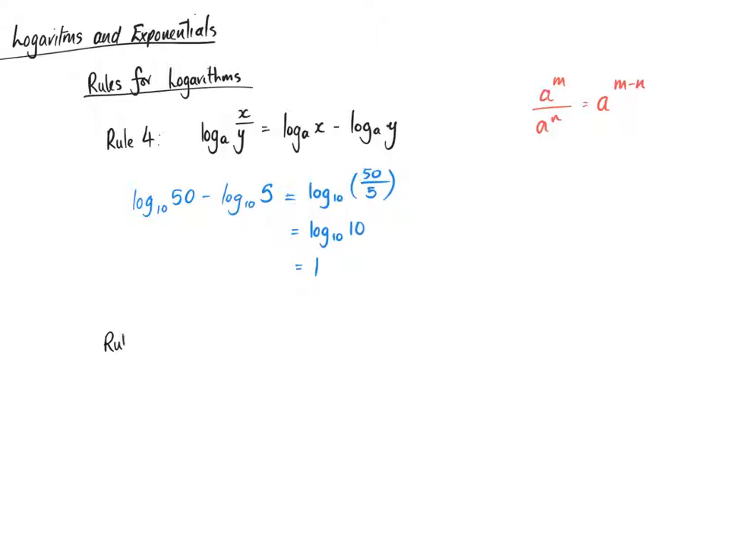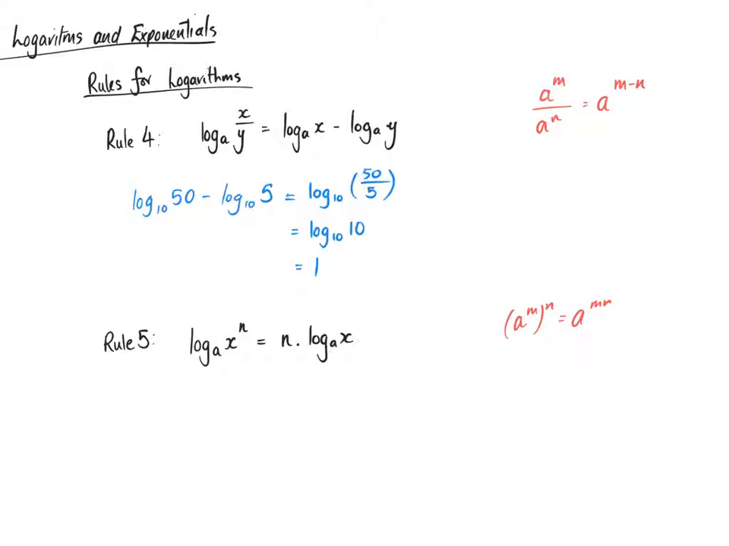Rule 5: if we've got log to the base a of x to the power of n, that is equal to n times log to the base a of x. The law this is linked to is a to the m all to the n equals a to the mn. That's the law it's associated with and where it's been derived from. I'm not going to show you the derivation, but that's where it comes from.